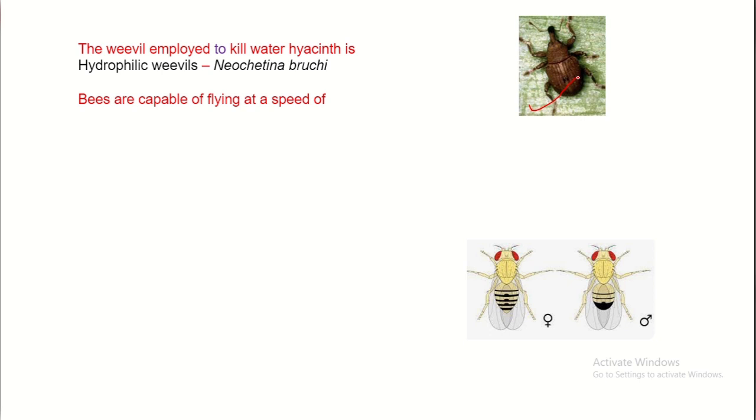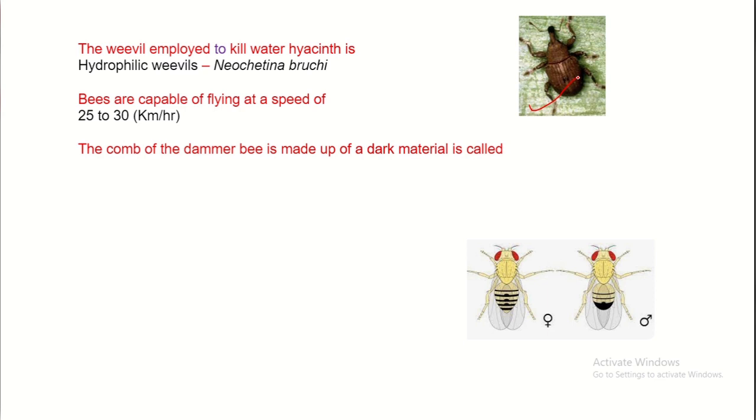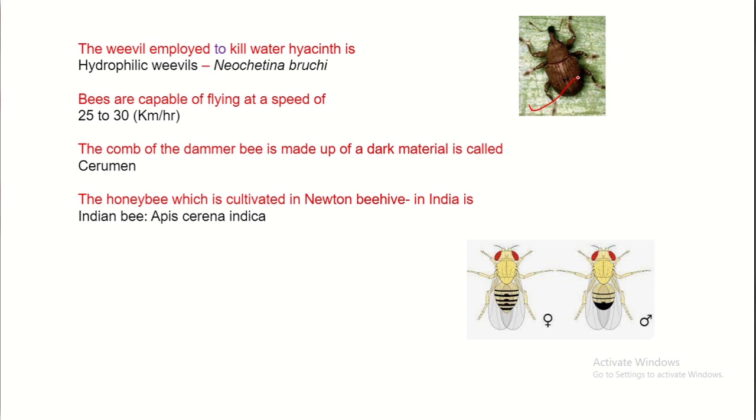Bees are capable of flying at a speed of 25 to 30 km/h. The comb of the dammer bee is made up of a dark material known as cerumen. The honey bee cultivated in Newton beehive in India is the Indian bee, Apis cerana indica.